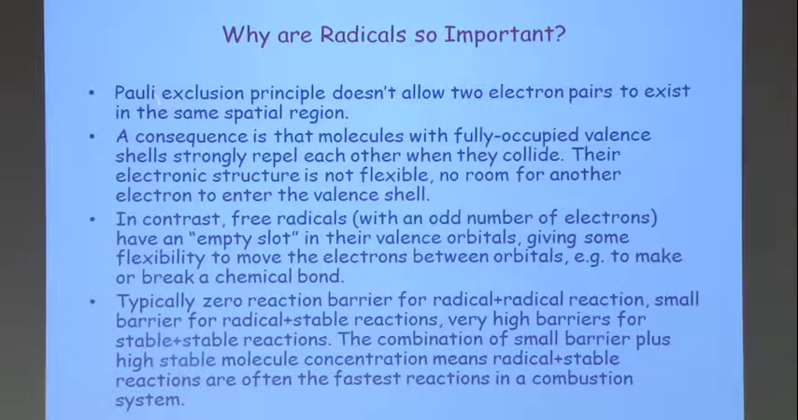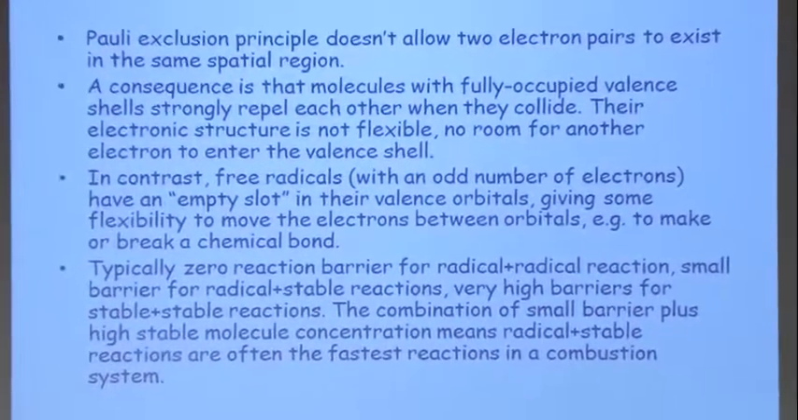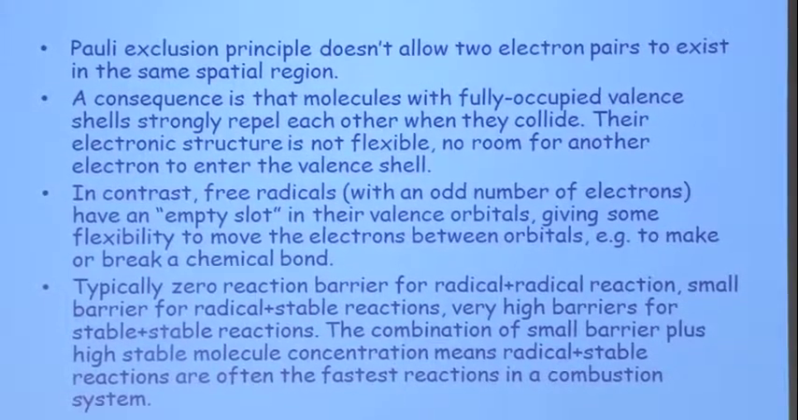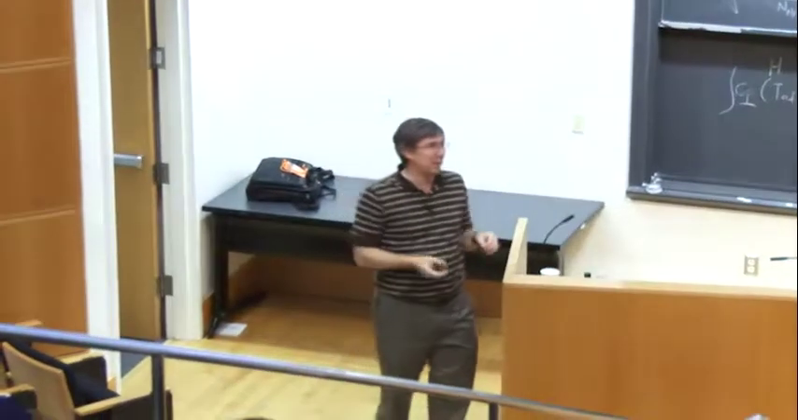It all has to go back to this Pauli exclusion principle we talked about. The Pauli exclusion principle does not allow two electron pairs to exist in the same spatial region. They just cannot be there. By quantum mechanics, they're smart. They just dodge each other. They're not going to be in the same spot.